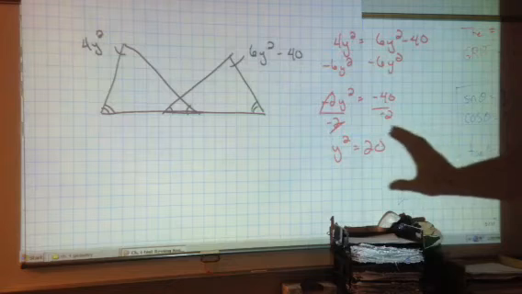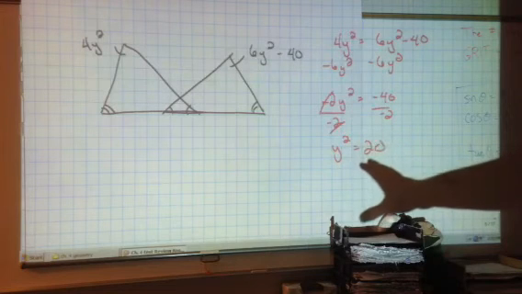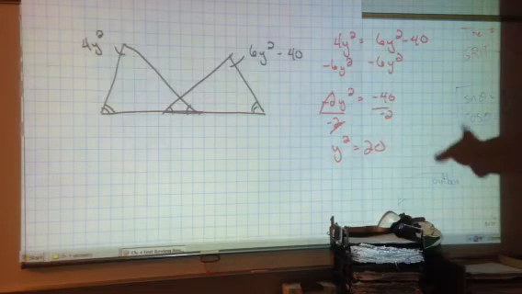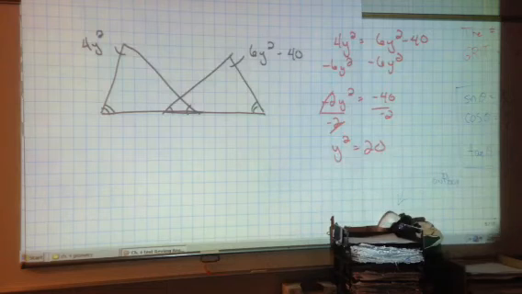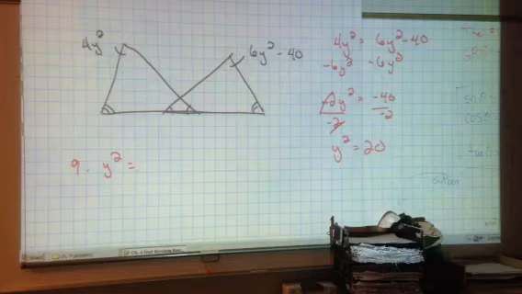Now, you can go ahead and take the square root of y, and that would be fine. Just tell me what y equals. But the thing is, the question actually in number 9, they want to know what y squared equals. So we just did that. We just found out that y squared equals 20.